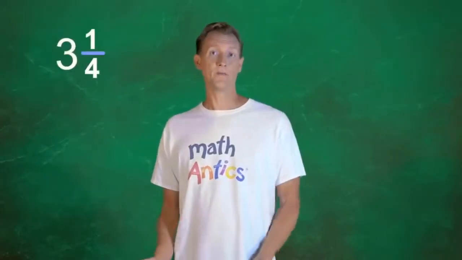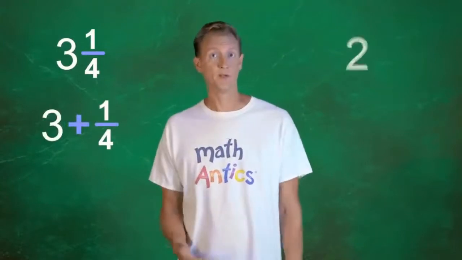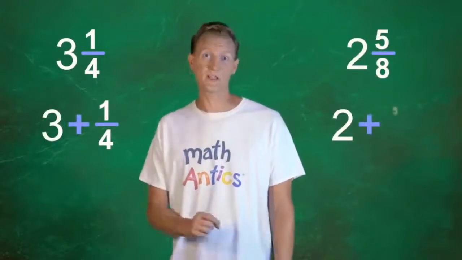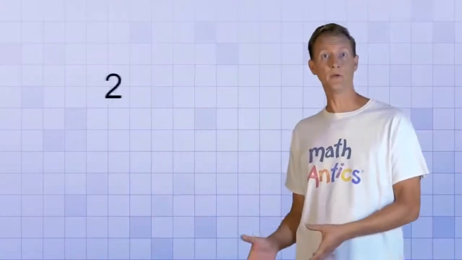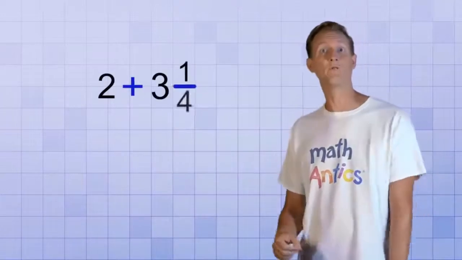3 1/4 means 3 plus 1/4. 2 5/8 means 2 plus 5/8. Here's why that's so important to remember. Let's say you're given a problem where you need to add the whole number 2 to the mixed number 3 1/4.